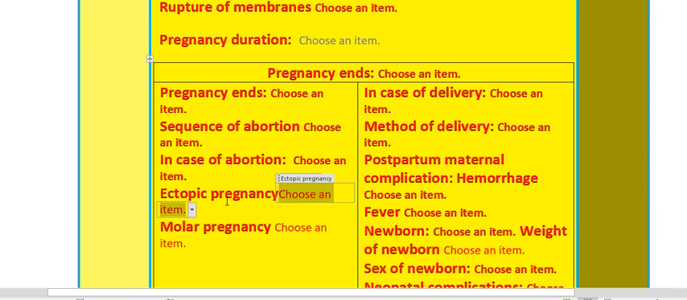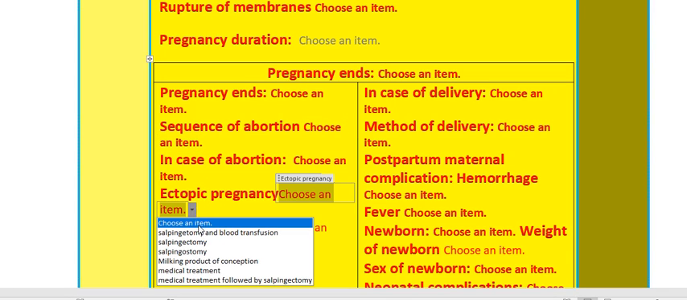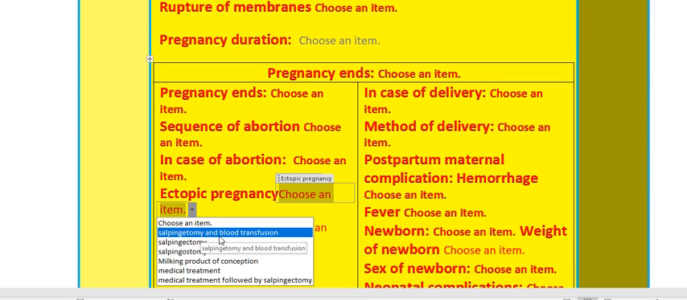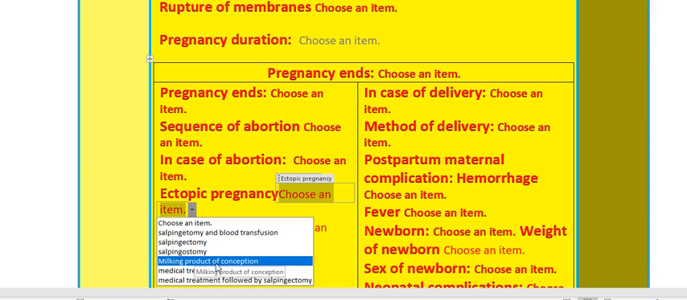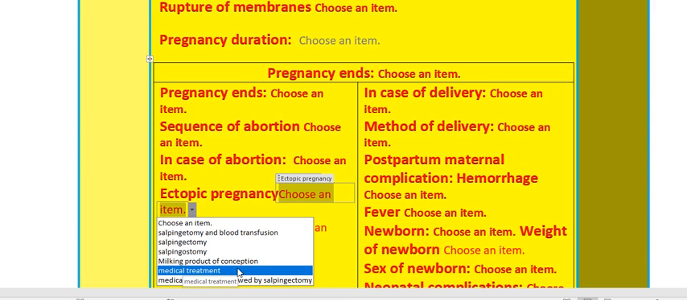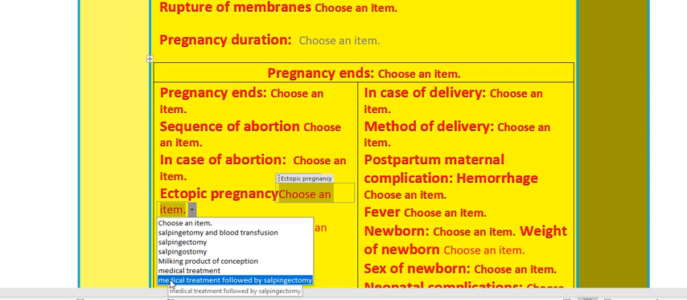In case of ectopic pregnancy, she has salpingostomy and blood transfusion, salpingectomy or salpingostomy, milking the product of conception from the fallopian tube, whether doing laparotomy or laparoscopy. Medical treatment by methotrexate, or medical treatment failed and so followed by laparotomy for salpingectomy.